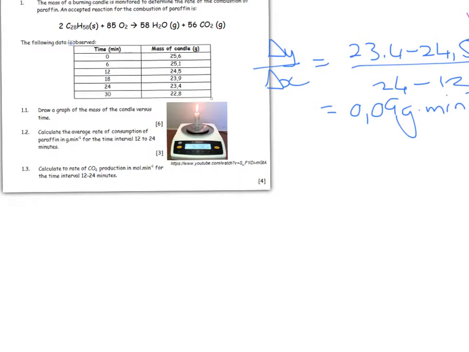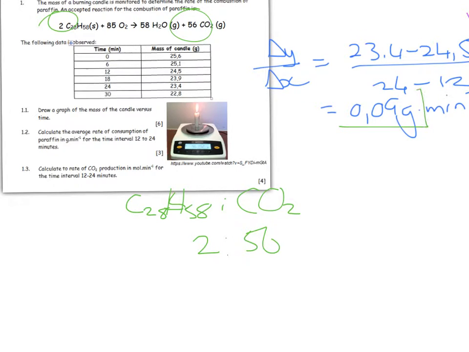What I've just measured is the mass of paraffin lost. Now we can look at it like a balanced chemical equation, and we can say the relationship between paraffin and carbon dioxide is a 2:56 relationship. So let's work out the number of moles in 0,09 grams of paraffin first.